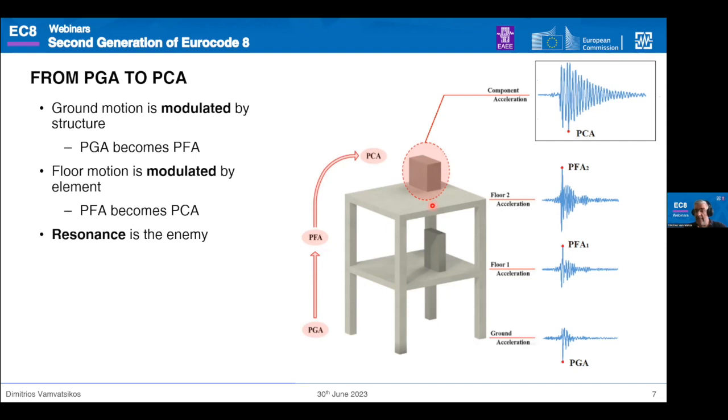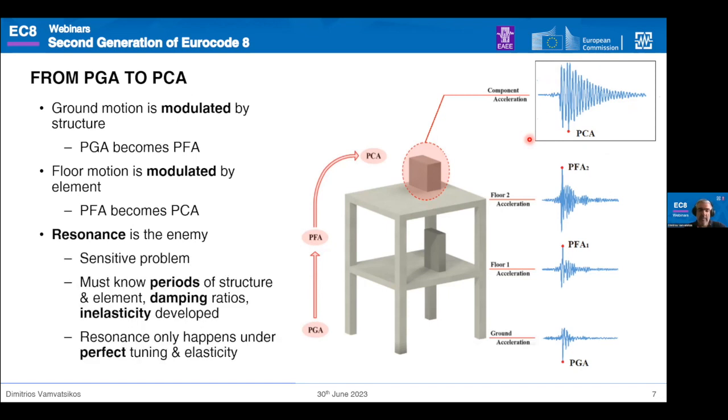In general, resonance is the enemy. Once you hit resonance, you can see a very substantial increase in amplitude. And the one thing you have to remember is because this is a highly elastic problem, this problem of resonance, it's very, very sensitive. Essentially, you must know periods of the structure, you must know period of the element, damping ratios, because these tell you how much the amplification is going to be.